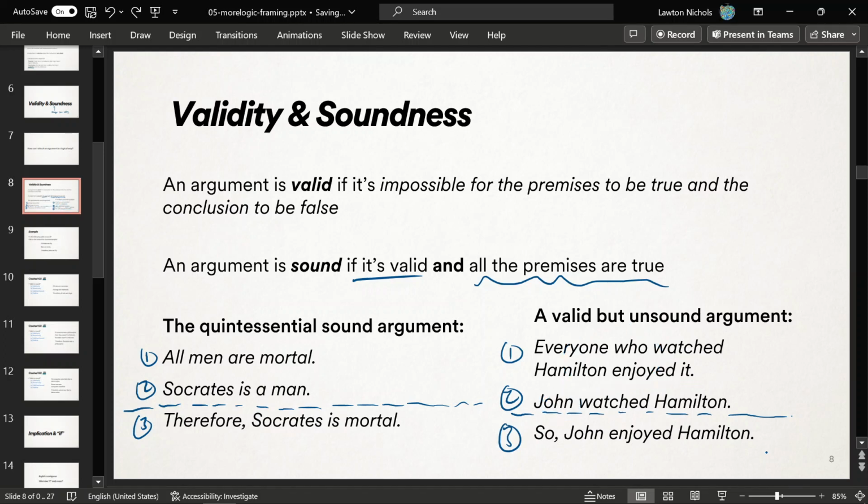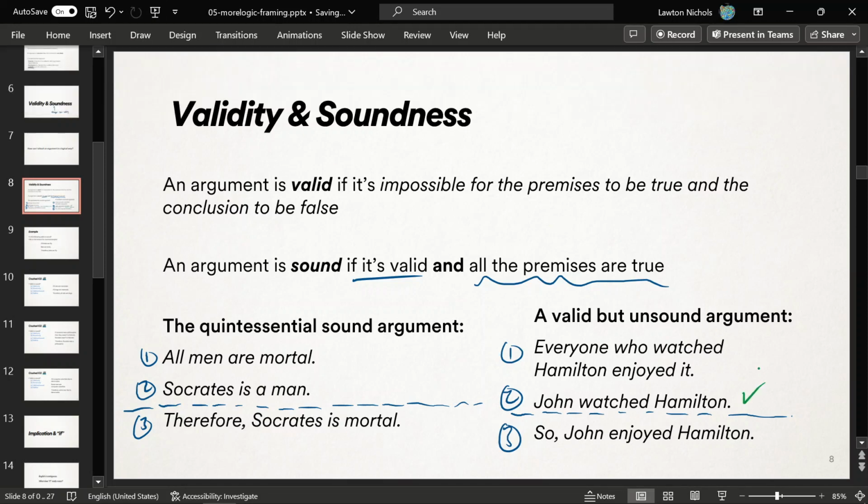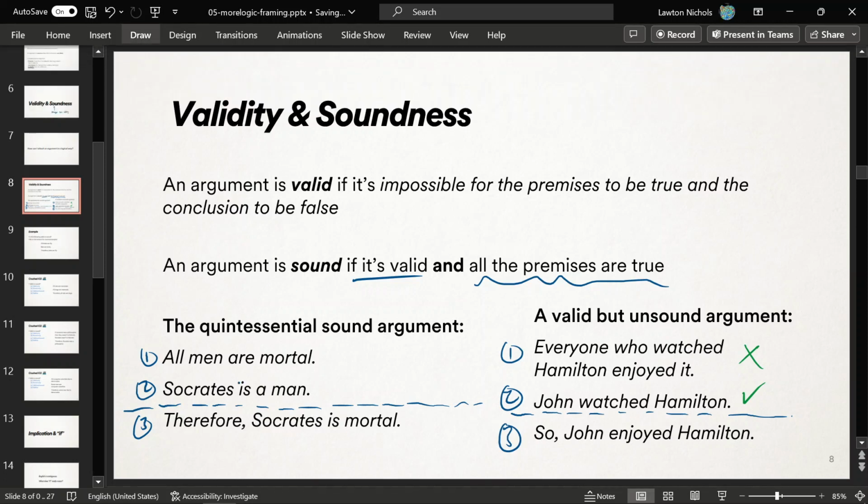So it's valid for sure, but it's not sound, right? Because some people don't like Hamilton. Yeah, that's the idea. They have bad taste, but they may not like it. All right, so this is why. Like, this one's true. Maybe John really did watch Hamilton, but if there is an X there, it does not work out.